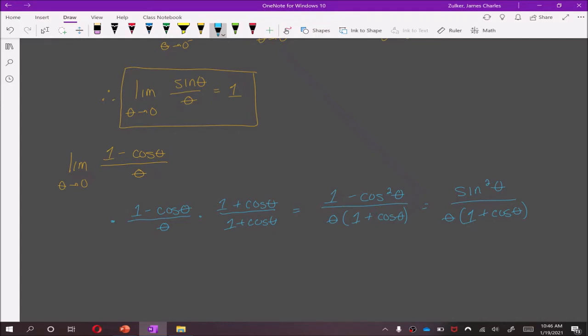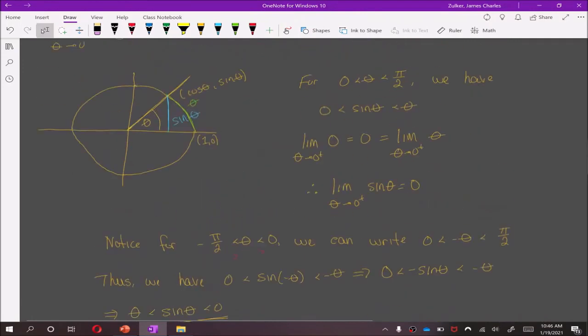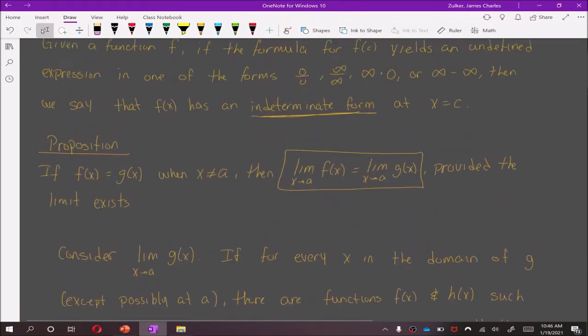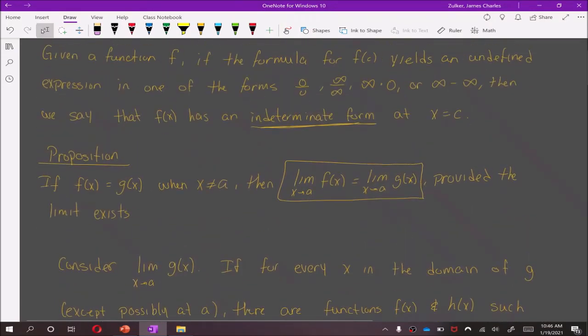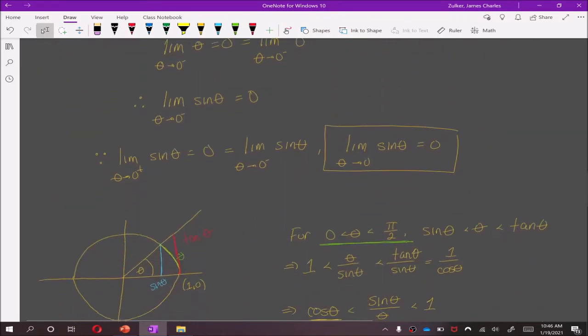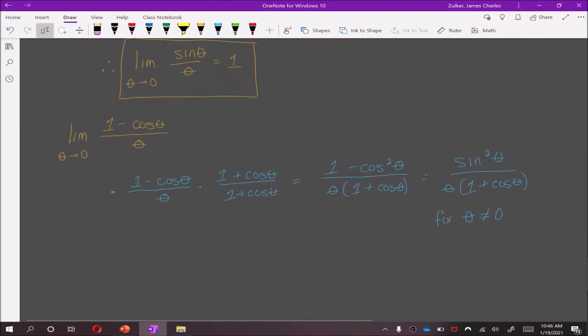And this is true as long as theta is not equal to 0. This allows us to now use this proposition. Right? I just found an equivalent function g of x everywhere except at 0. So if we take the limit of this function right here, it'll be the same as the limit of this.